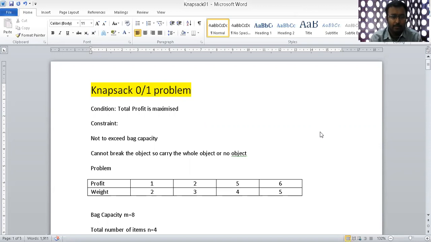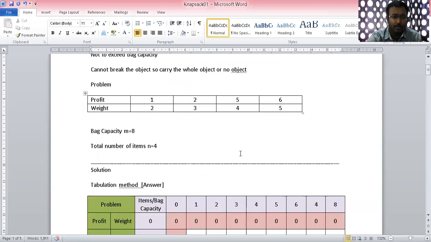Now going to the problem, here the problem has been given to you. It has three data, that is profit, weight and the bag capacity. The profit of individual items is given to you and the weight of the individual item is given to you and the bag capacity is given to you. So our aim is to fill the bag so that we achieve maximum profit. And one more constraint we have to keep in mind, while achieving maximum profit we have to make sure that we are not exceeding the bag capacity.